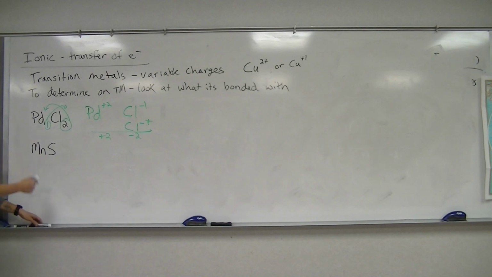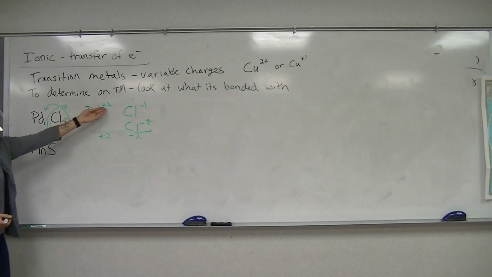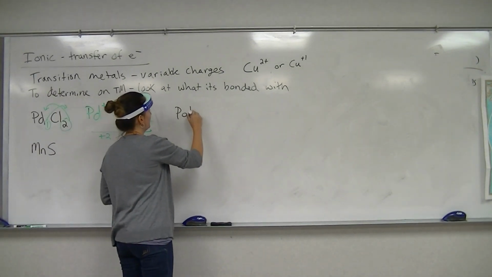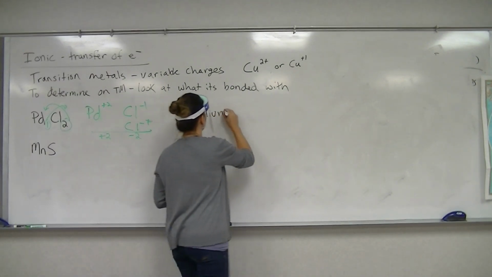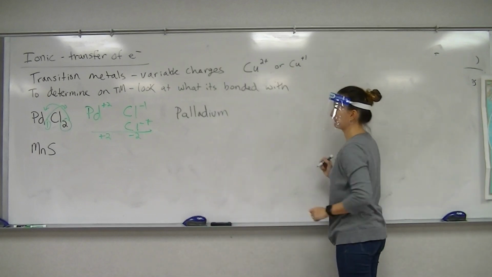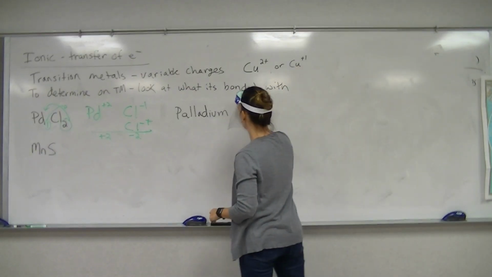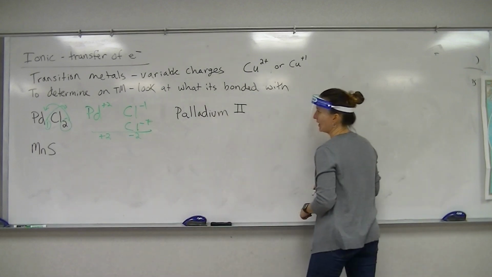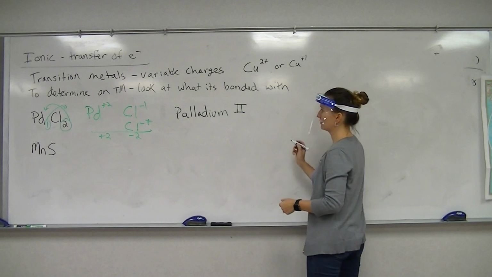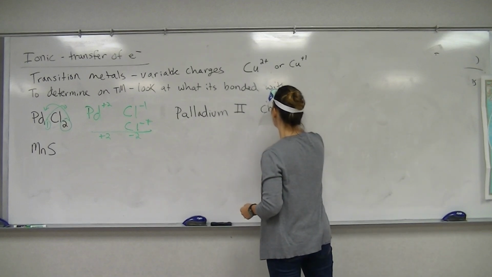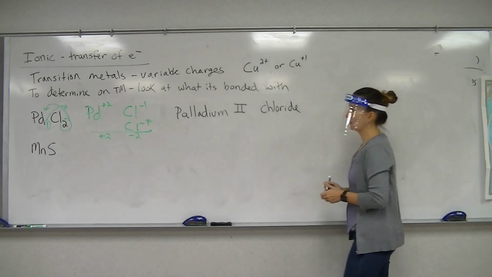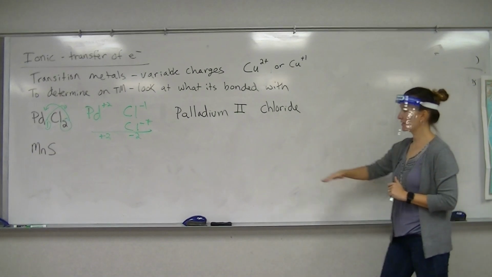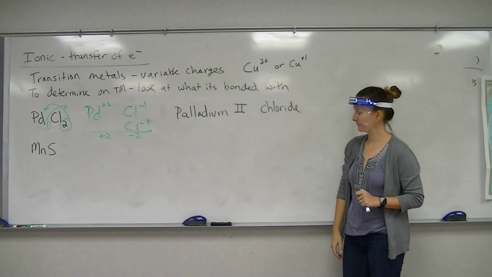So we're not done. The whole reason we figured out the charge is so that we could know what Roman numeral to put in the name. So Pd is palladium. What's going to go after that? Roman numeral 2, indicating the charge since it's a transition metal. And then chlorine becomes chloride, right? We're doing ionic, so we're not using prefixes. So this is the correct name, palladium(II) chloride.